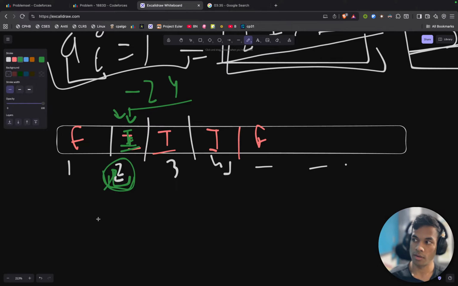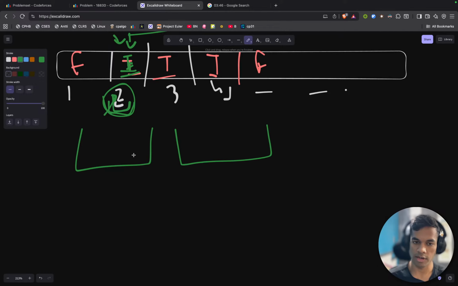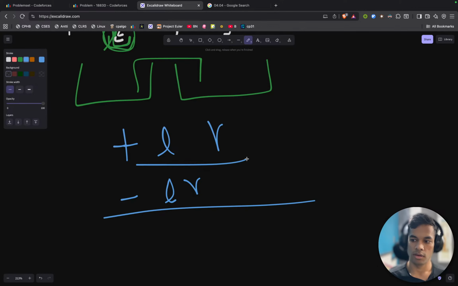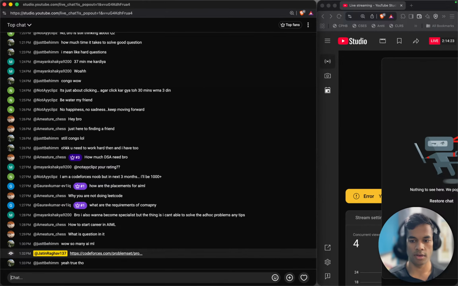for two segments to not intersect, it would mean like this. The segments are like this. And if they are like this, then they are intersecting. And we just have two operations: plus L R, this is one operation, and another is minus L R. Okay.